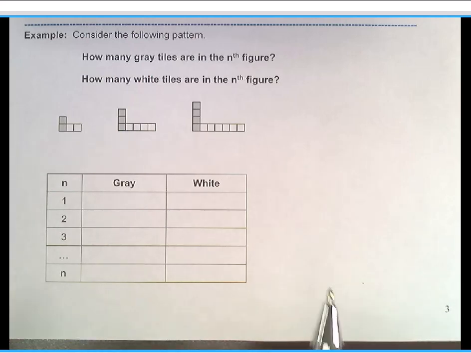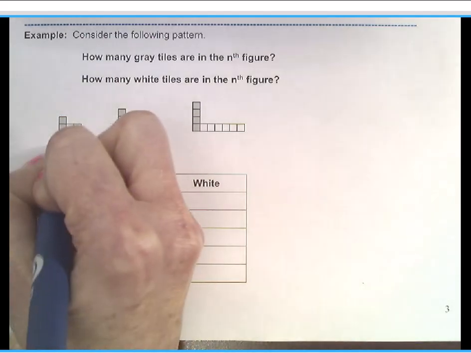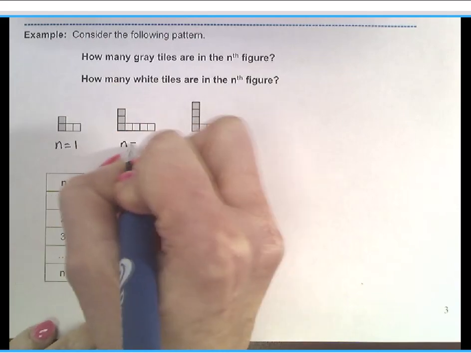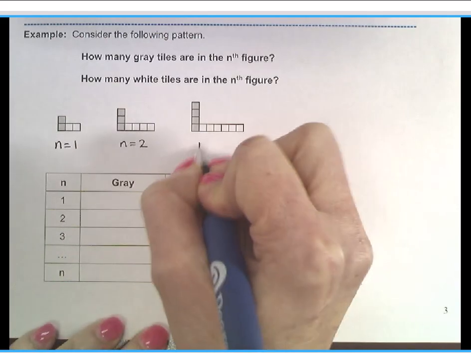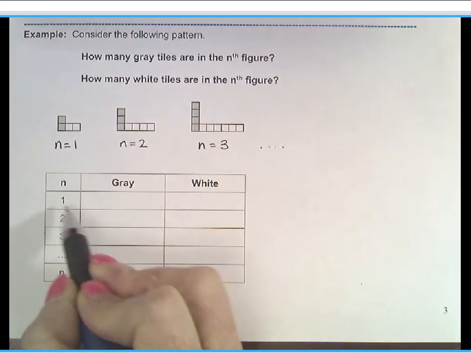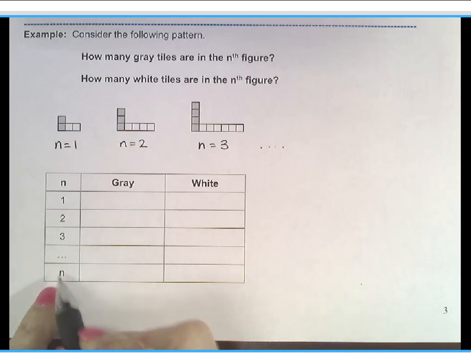So the first thing we need to do is assign positions, and I'm going to use n as the variable. So this is the first position. It's the first set of tiles. So that's n equals 1. And then this is the second one, and then the third one, etc. So in my table, I've got 1, 2, 3, and then eventually we'll get to the generic expression with n.